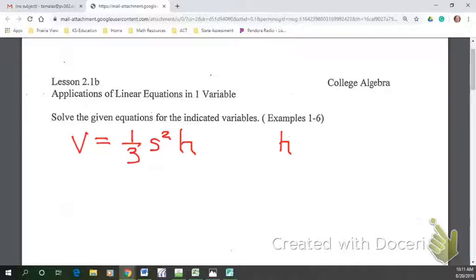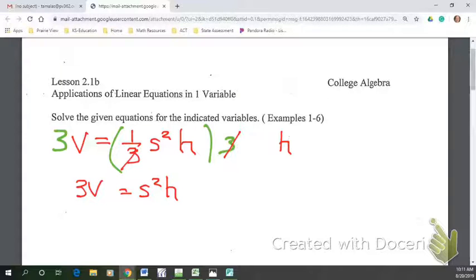So if we multiply both sides by 3, what happens over here when I take 3 times all of this? It's all one term. Yeah, 3 cancels with that one, right? And I'm left with S squared H equals 3V. Remember, I'm trying to get H by itself. So what should I do to get H by itself?